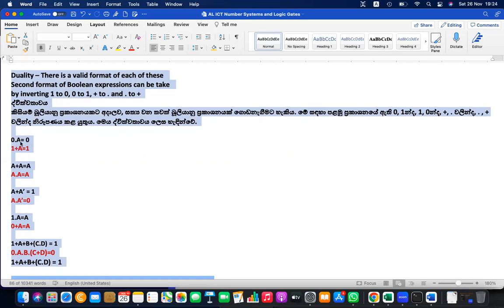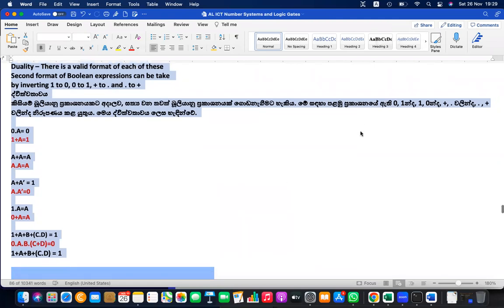You can see here 0 and A is 0. This is 1 or A is 1. A or A is A. That can be replaced, only the plus can be replaced. A and A is also A. A and A or not A is 1. Then A and not A is 0, replaced from 1. So that is the duality. If there are any doubts, you can ask about this duality. You need to understand this. Any doubt? So please ask.